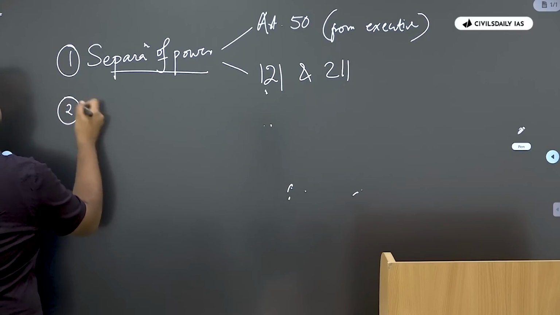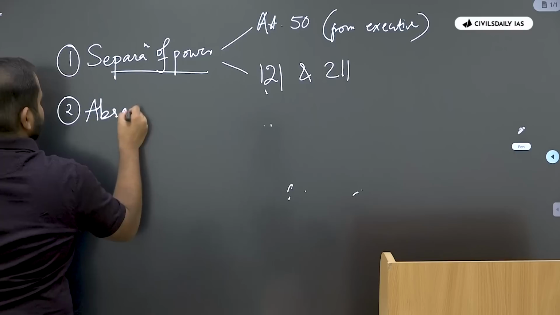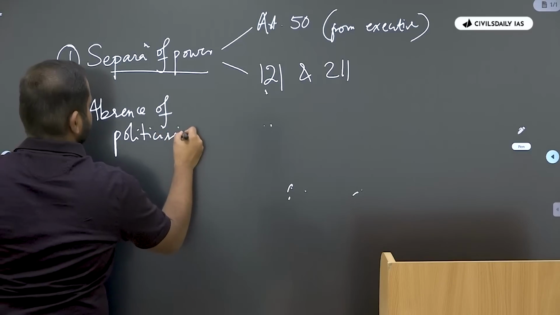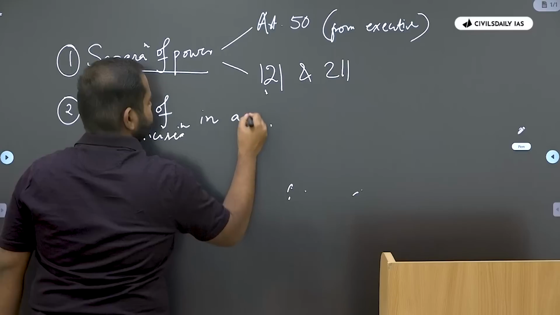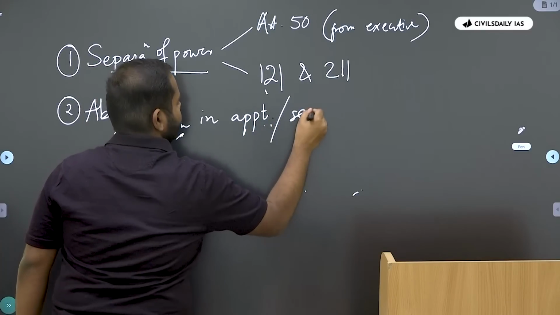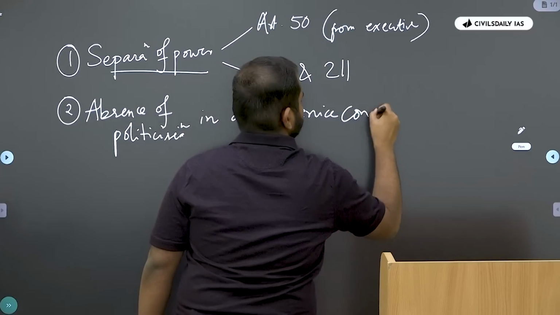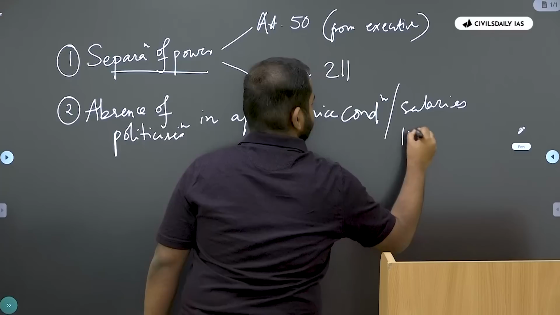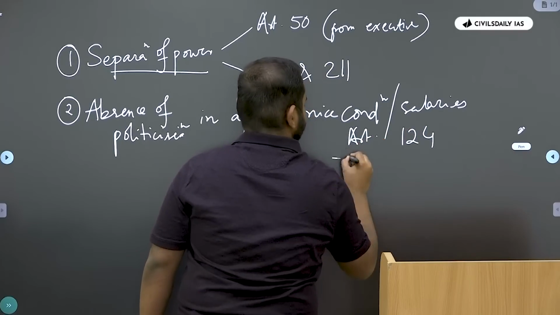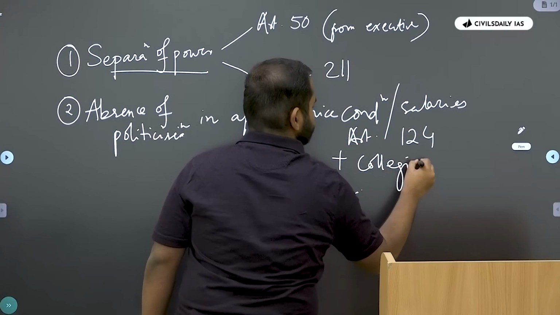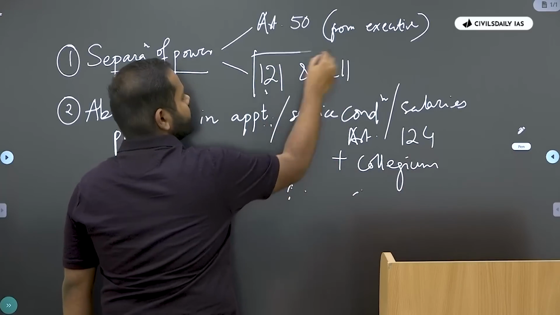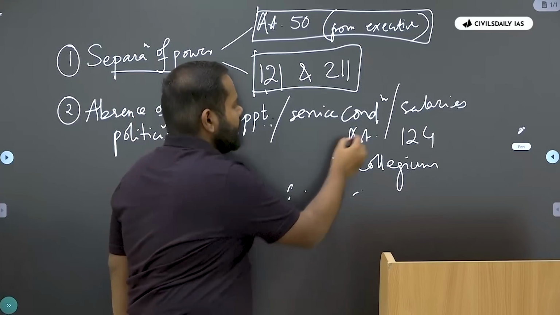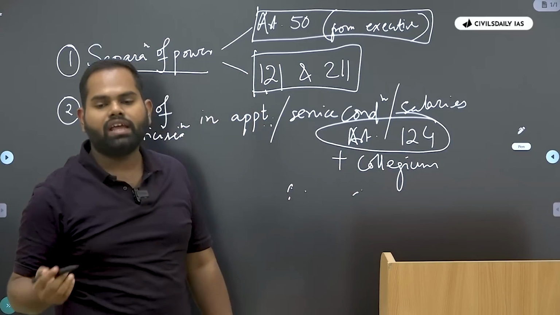Then second, there is absence of politicization in appointment, in service conditions, or in their salaries and allowances, as done by Article 124, plus the collegium system. So these also give them, and you are writing, constitutionally guaranteed rights. These articles become extremely important because they tell us these are constitutionally mandated. Article 124 talks about their appointment and their removal. Their removal has to be done in a specific way.